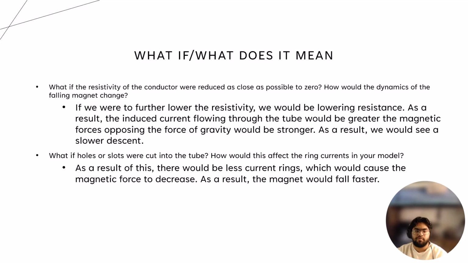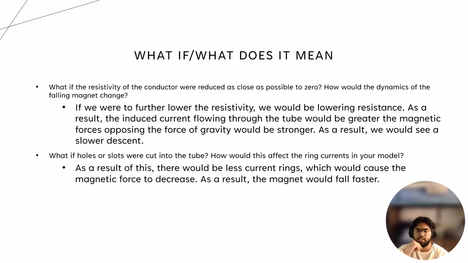So what if, and what does it mean? So what if the resistivity of the conductor were reduced as close as possible to zero? How would the dynamics of the falling magnet change? So lowering the resistivity would lower the resistance, which would increase the induced current, which means the magnetic forces opposing gravity would be stronger and we'd see a slower descent.